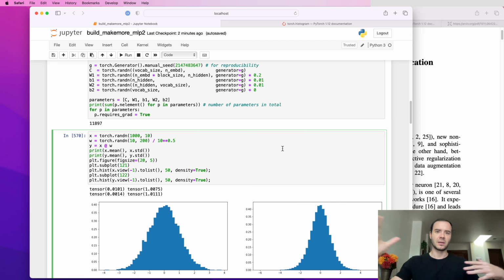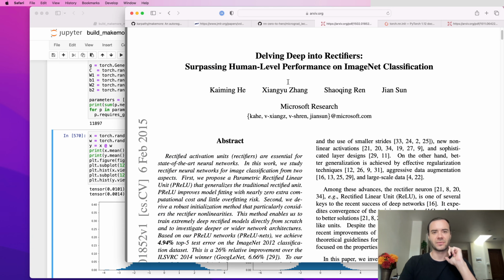Now, unsurprisingly, a number of papers have looked into how to best initialize neural networks. And in the case of multilayer perceptrons, we can have fairly deep networks that have these non-linearities in between. And we want to make sure that the activations are well behaved and they don't expand to infinity or shrink all the way to 0. And the question is, how do we initialize the weights so that these activations take on reasonable values throughout the network?